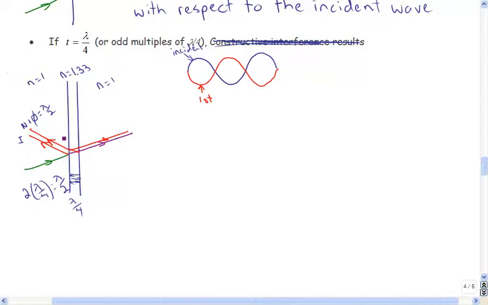over 2. So I'm going to have this information here. It's going to travel lambda over 2 farther. So it's going to start here. It's going to travel here. It's going to have the same phase information as the other one.